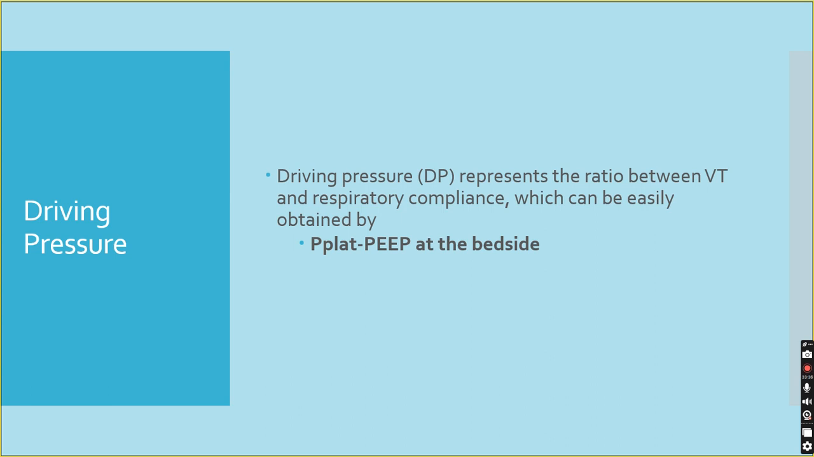The driving pressure represented by a ratio between a tidal volume and respiratory compliance, which is easily calculated at bedside by plateau pressure minus PEEP. If your plateau pressure is 30 and your PEEP is 14, so your driving pressure is 16. Next slide.